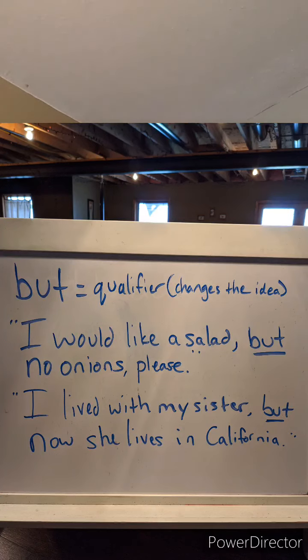I want everything else, the lettuce, the tomatoes, everything the salad has, but I do not want onions. Maybe I want my breath to be fresh and not to be smelly, so no onions for me, please. If I'm talking about my family, I could say, I lived with my sister, but now she lives in California. Meaning in the past, I lived with her, but now she lives far away in California. So, but changes the idea and adds something new.